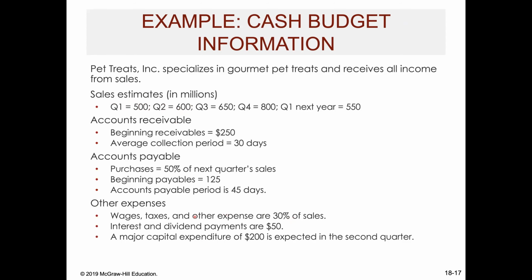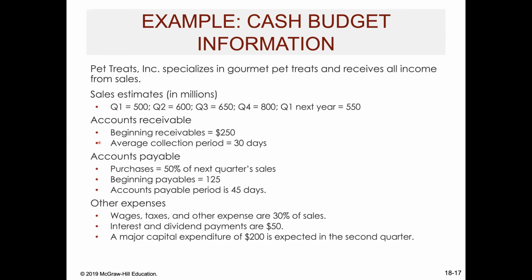Okay. Other expenses include wages, taxes, and other expenses, which represent 30% of sales. Interest and dividend payments are $50 or $50 million, but I'll just say $50. A major capital expenditure is expected of $200 million in the second quarter. So these are the things that we know. And if you've been working in the business, these are not difficult to estimate. You'll get a general feel. Now you can have surprises. And so this is where you might want to consider sensitivity or scenario analysis, as we've discussed in previous lectures.